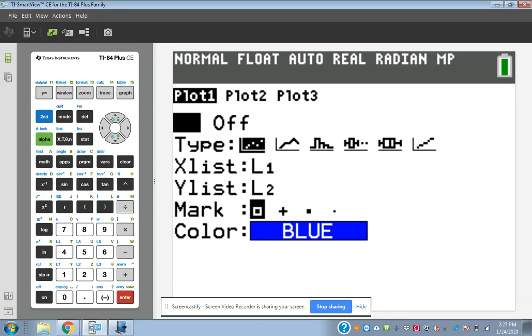Right underneath that, it says type. There's several things the calculator can do with the graphing function of it. The first type is the one we want. So that's the scatter plot. This one is a line graph that plots the points and then connects them with a line.